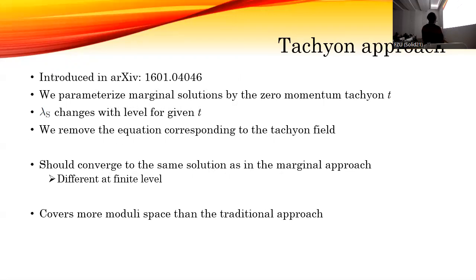Okay, so this approach was introduced by me and Carlo in this paper, and the difference from the previous one is that we parameterize the marginal solutions not by the value of the marginal field, but by the value of the zero momentum tachyon coefficient. So if we fix this coefficient, then the marginal parameter lambda s changes with level. And of course, we have to remove the corresponding equation, because once again, we have one less dynamical field. In principle, since these two approaches should correspond to one analytic solution, they should converge to the same solution in the infinite level limit, but of course at finite level they are different. And the advantage of the tachyon approach is that it actually covers more of the moduli space.